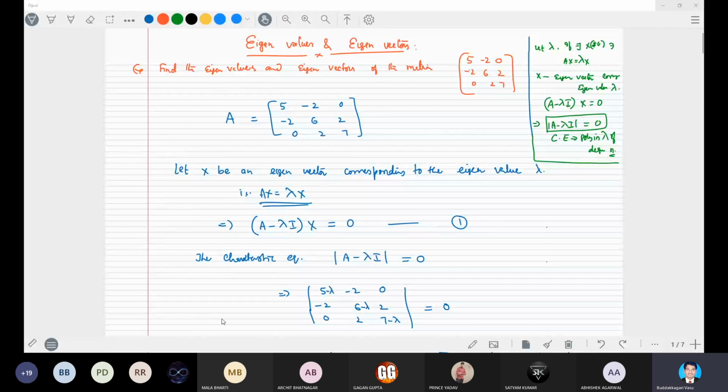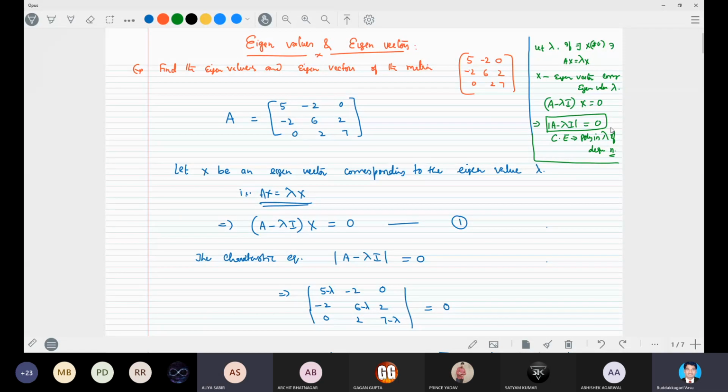Try to avoid the trivial solution, because we want a non-trivial solution. This is drawn from the solution of the homogeneous equation (A minus lambda I) x equal to 0, right? So from this equation, how can we understand that the determinant of A minus lambda I is equal to 0? That is my question. Why is the determinant of A minus lambda I 0?